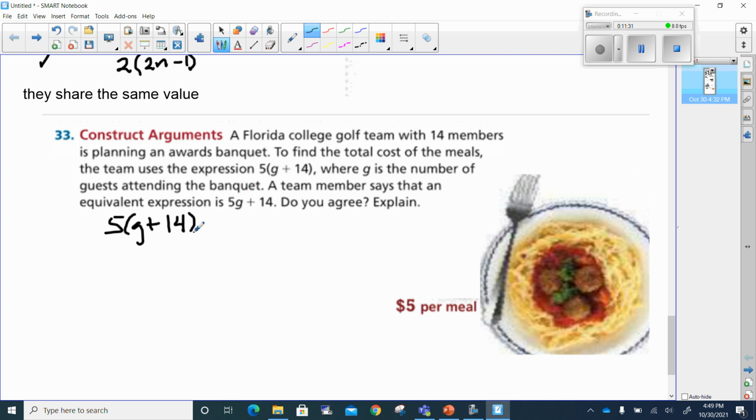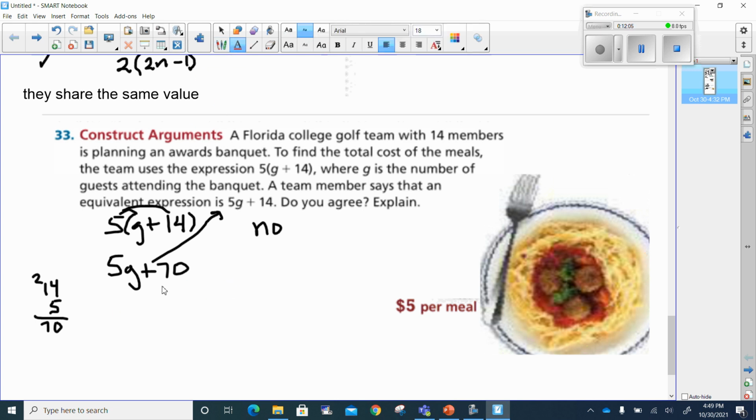5g plus 14. Do you agree? I say no way. And here's why. 5 times g will give me 5g, just like we had here. But look here, I have to take 5 times 14, and 14 times 5, that's 70. And 70 is not equal to 14. So, no, they do not have the same value.